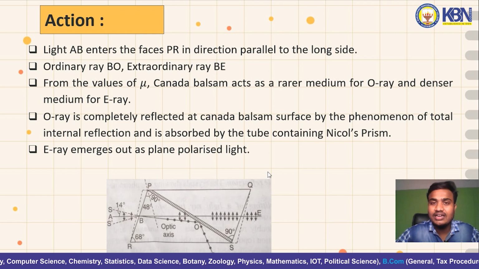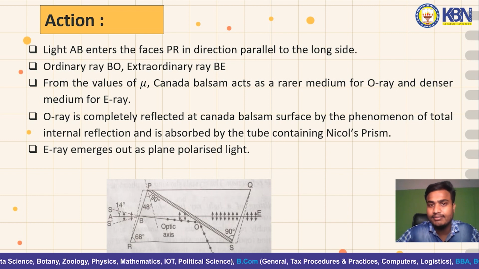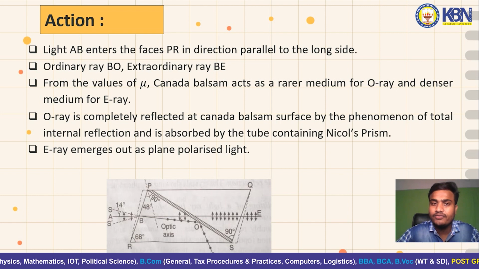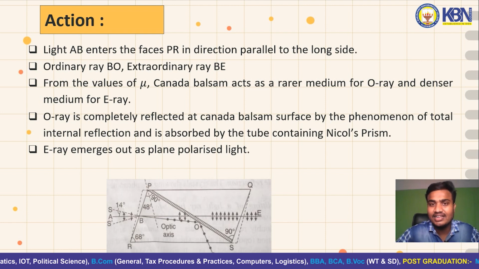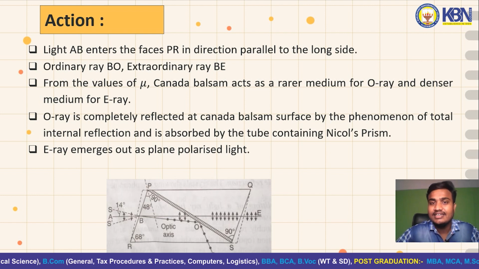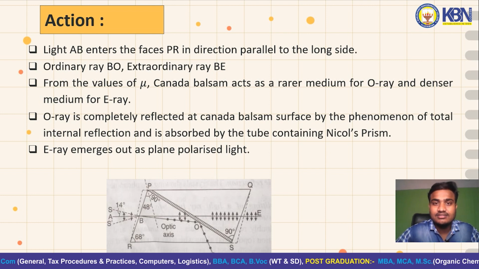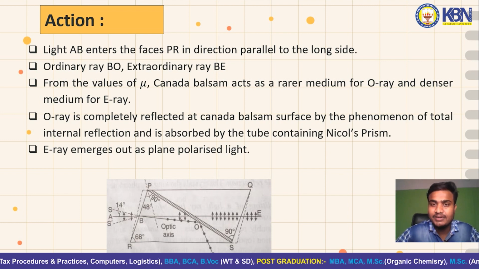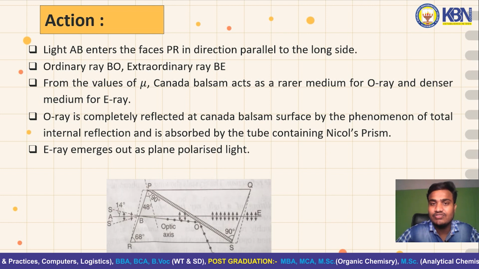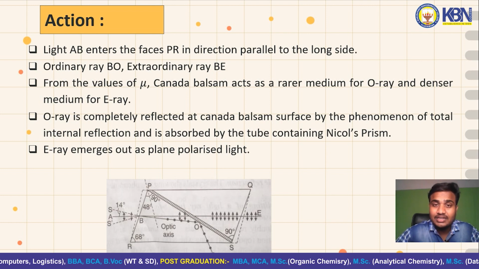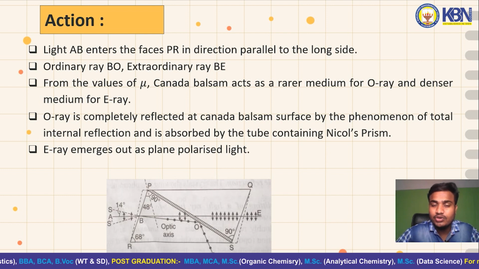As we know, the condition for total internal reflection is that the light ray should always travel from a denser medium to a rarer medium, and it is also mandatory that the angle of incidence should be greater than the critical angle.